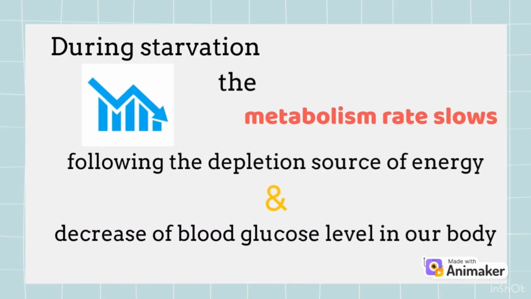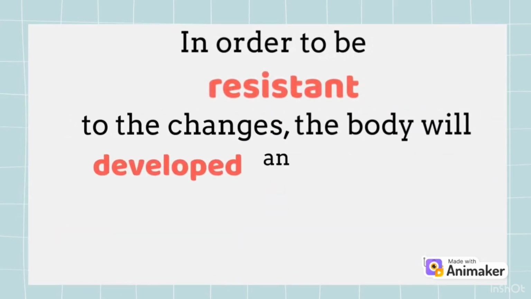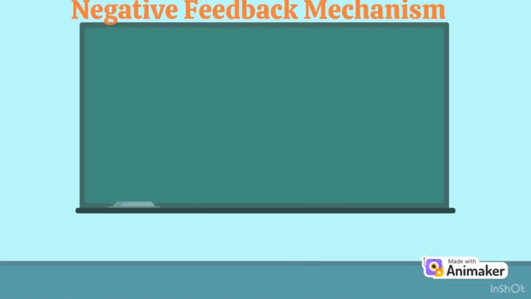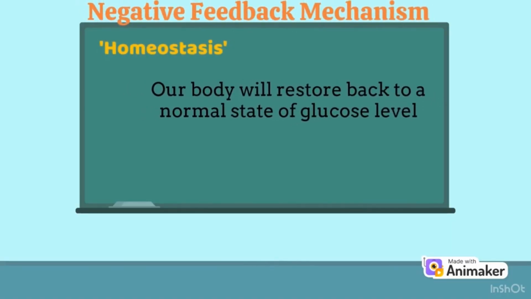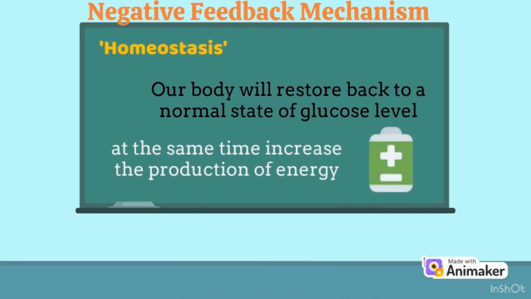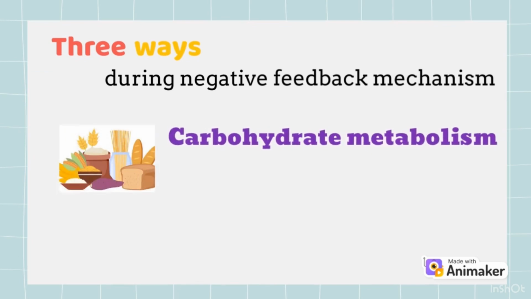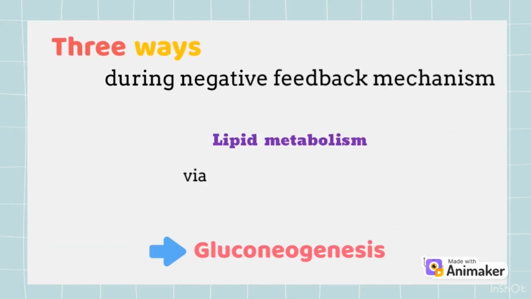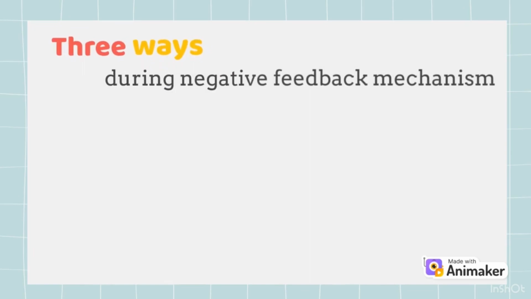our body. In order to be resistant to the changes, the body will develop an adaptation process which is known as the negative feedback mechanism. During this period, it is called homeostasis, in which our body will restore back to a normal state of glucose level and at the same time increase the production of energy. Thus, there are three ways involved during the negative feedback mechanism. The first one is carbohydrate metabolism, then lipid metabolism, and protein metabolism.